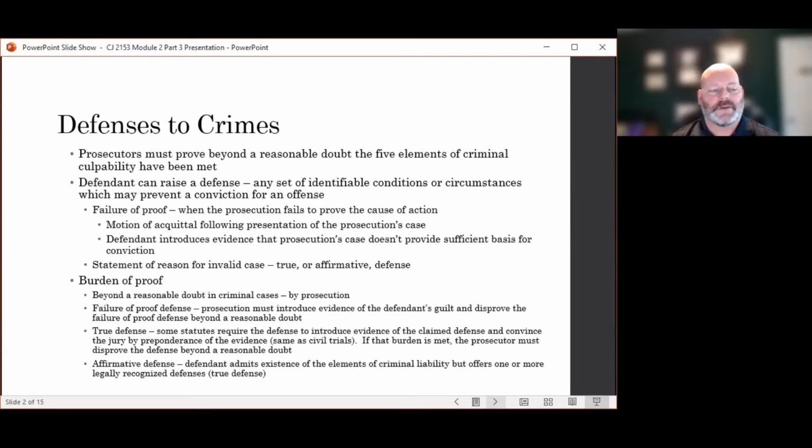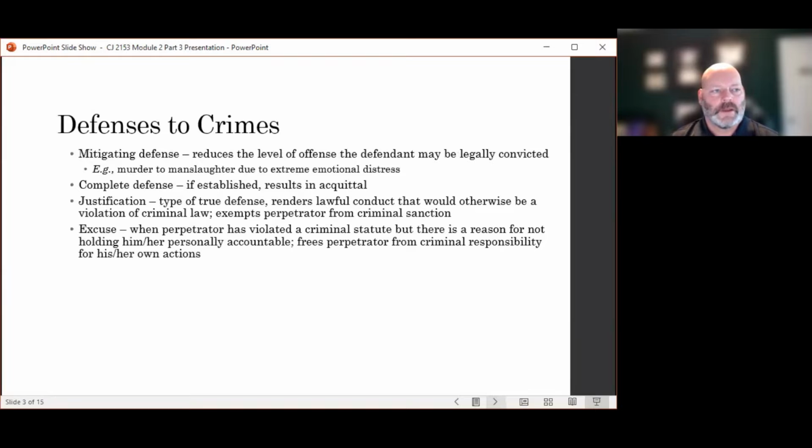And then finally, an affirmative defense. The defendant admits existence of the elements of criminal liability, but offers one or more legally recognized defenses. You have mitigating defenses, which reduce the level of the offense of which the defendant may be legally convicted. For example, a defendant convicted of murder may have that reduced to manslaughter due to extreme emotional distress.